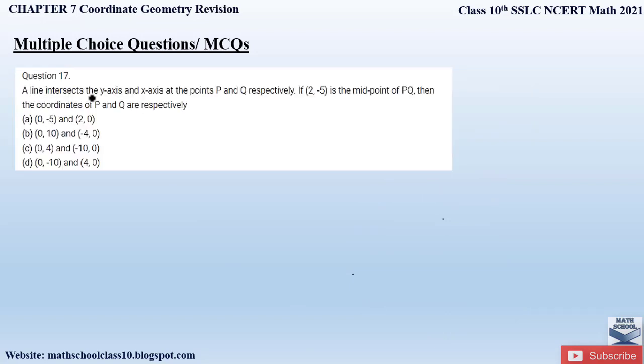Question number 17. A line intersects the y-axis and x-axis at the points P and Q respectively. If (2, -5) is the midpoint of PQ, then the coordinates of point P and Q are respectively. So here they have given us y-axis and x-axis and a line PQ which intersects the y-axis and x-axis, and the midpoint of this line PQ is (2, -5). Then we have to find out the coordinates of point P and point Q.